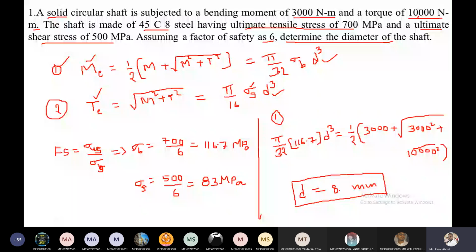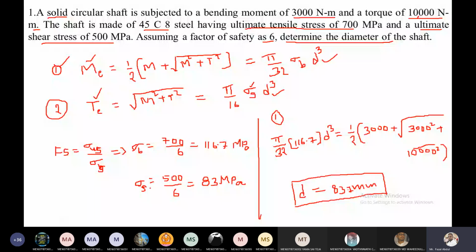Okay. Now tell me the answer according to the second theory, the principal shear stress theory. Tell me the value of D, because I already calculated the sigma s value. Let it be the sigma s value I calculated, and the M value and T value are given in the question. Only thing is you need to calculate the D value. Now tell me the D value according to this theory.